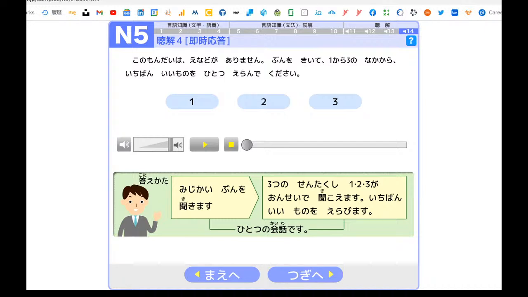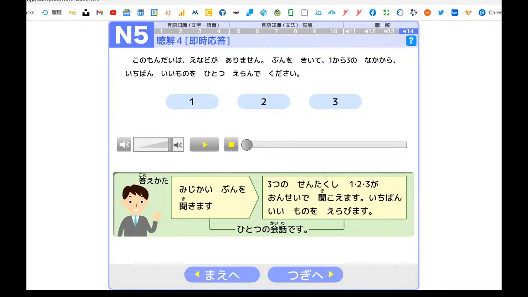Question. お国はどちらですか？1. あちらです。2. アメリカです。3. 部屋です。Which one do you think?